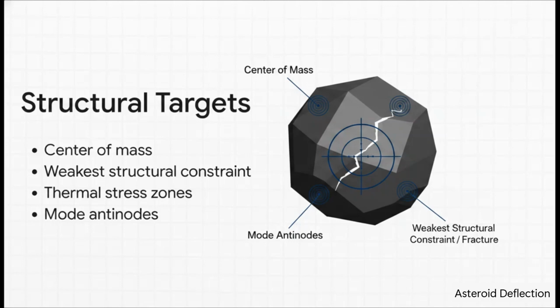But we can't just apply this force randomly. The research shows we have to target very specific structural spots to get the most bang for our buck. We're looking for the exact place where we are pushing perfectly to the whole asteroid's momentum. That might be the center of mass, a major weak point like a fault line, or what scientists call mode antinodes, which are just the spots that naturally move the most when the asteroid vibrates. It is all about maximum efficiency.